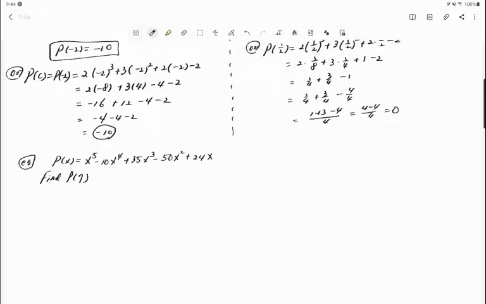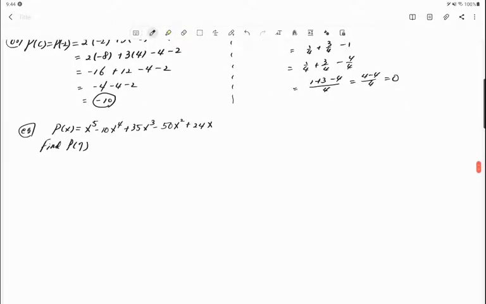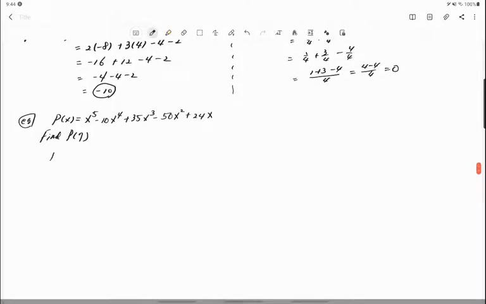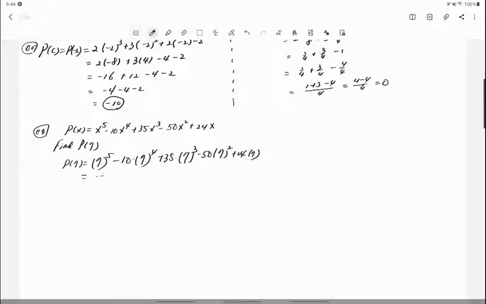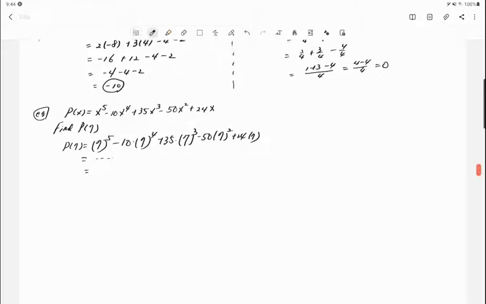All right, let's try to find P of 7. P of 7 means you have to plug in what? That means we're going to replace x with 7, right? So 7 to the 5th power, 10 times 7 to the 4th power plus 35 times 7 to the 3rd power. You know, this number is huge. It's a really big number. So if you keep doing this, it's too much work, right?